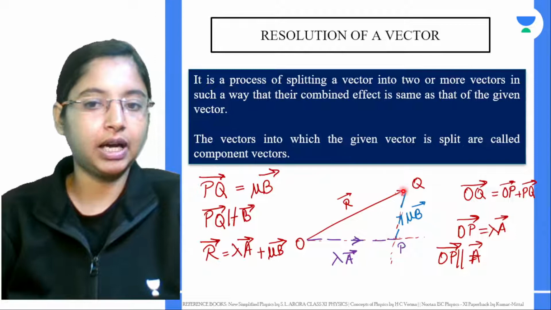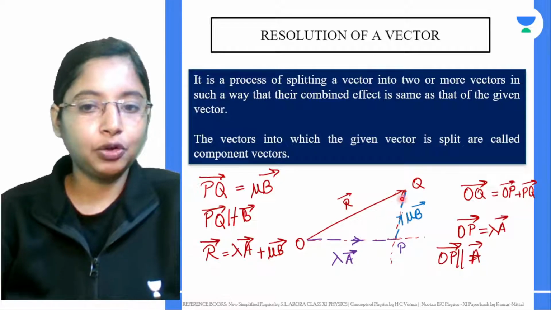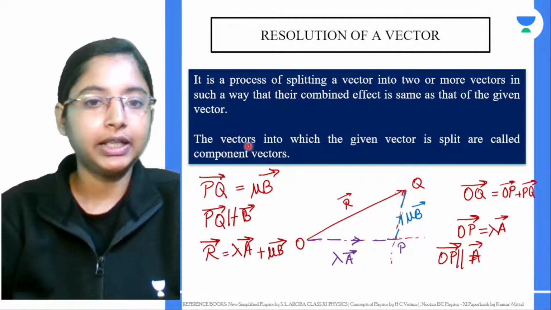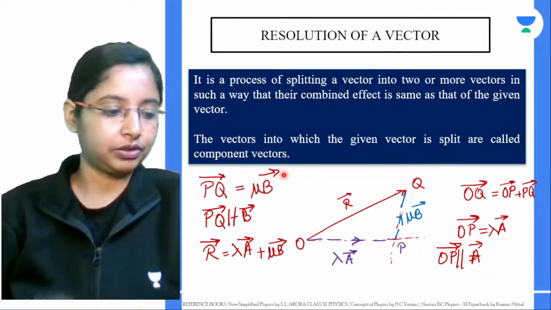We saw this in the triangular law of addition. These two vectors, if you combine, you get this. And these two, in whichever way you split the resultant vector, this is A vector and B vector. Those two are called component vectors. So these are the terms.